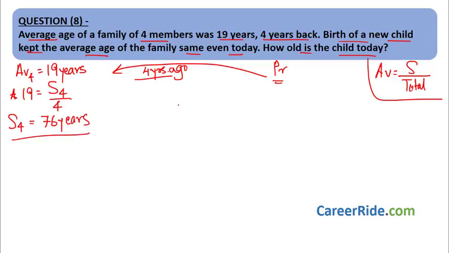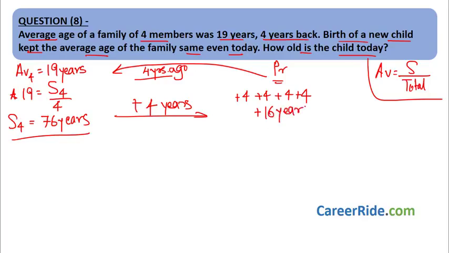Now in the previous sum we saw that whenever we go 6 years back, every person's age reduces by 6 years, right? So if we are going 4 years ahead into the future, to the present time, every family member's age must increase by 4 years. So the first one increases by 4, the second also 4, the third also 4, and the fourth also 4. All the 4 family members' ages will increase by 4 years, so the total increase will be 16 years.